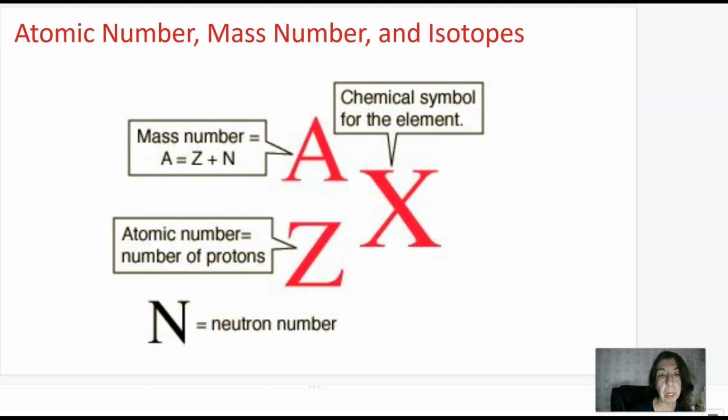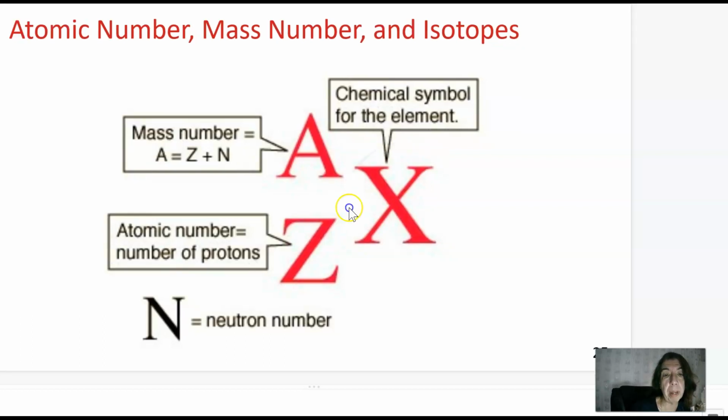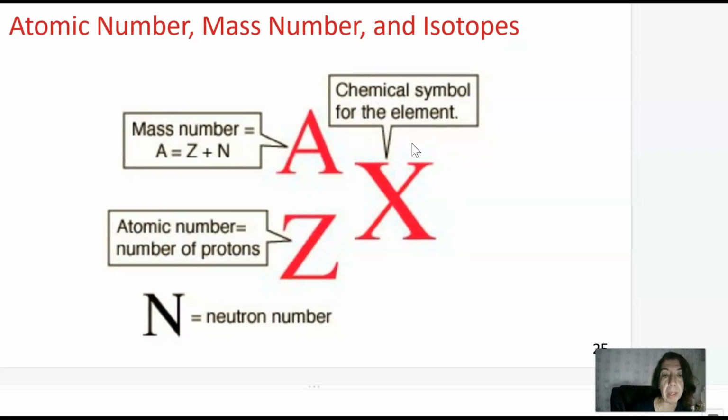So when you look on the periodic table, the first thing you see is a letter. That letter is the chemical symbol for that element, and you can see that here is given by the X. So in the case of carbon, that will be C. In the case of other elements, it will be whatever the letter is for that element. In the lower left-hand corner, there is a number, and we refer to that number as Z, and it refers to the atomic number or the number of protons in that element. In the upper left-hand corner is A. That is the mass number, and that is the number of protons plus the number of neutrons.